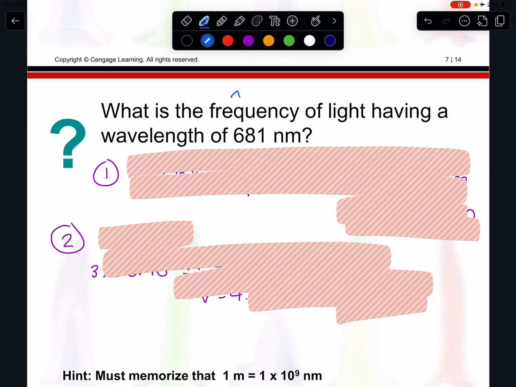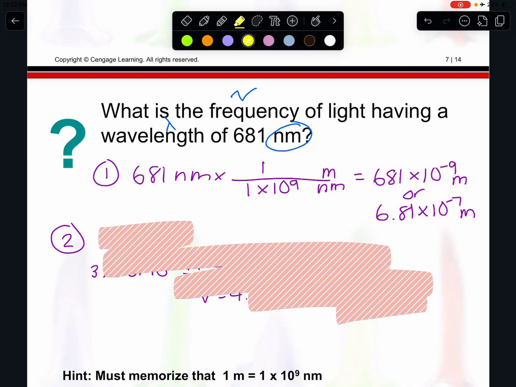All right, so we're going to go ahead and try another example here. We're looking for now this time frequency, and frequency is the V, and we are given a wavelength, which is the lambda, of 6.81 nanometers. Now, first issue here is that it is in nanometers. We cannot have nanometers in our equations. So what we're going to have to do is first convert.